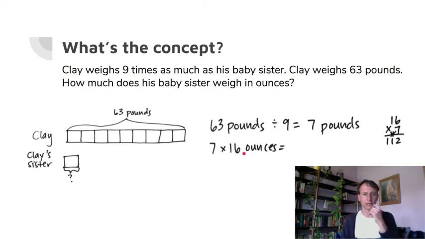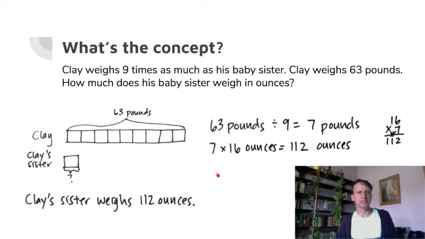Here's a multiplication for you if you like looking at that. 112 ounces. That makes sense. And you just need a statement. Clay's sister, cute little baby, weighs 112 ounces. Lovely. Let's do some more.